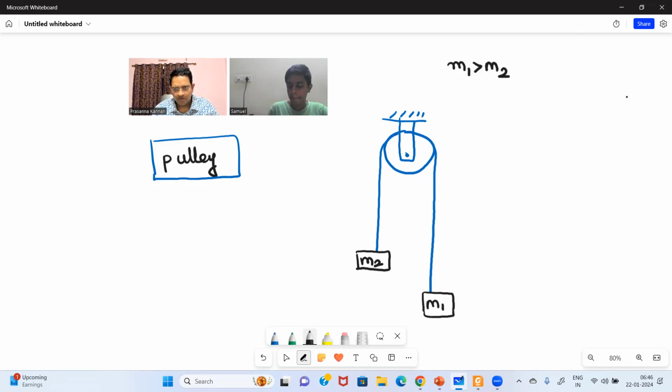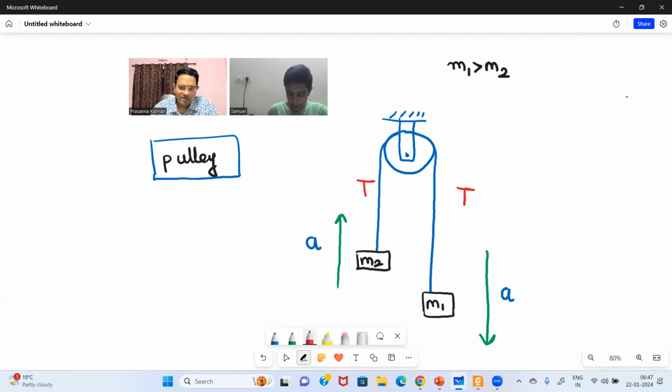Now, because M1 is greater than M2, what would happen? The mass M1 will go down. The mass M2 will go up. Correct. And because they are connected to the same string, they will have the same value for acceleration. They cannot have different values for acceleration. Let's take that there is no friction between the string and the pulley. In that case, tension on either side will be the same. So this portion of the string will have tension T, and this portion will also experience the same tension T.